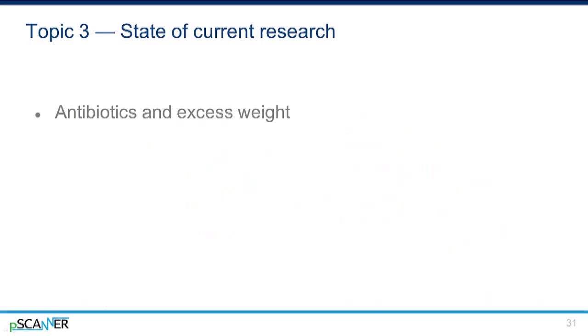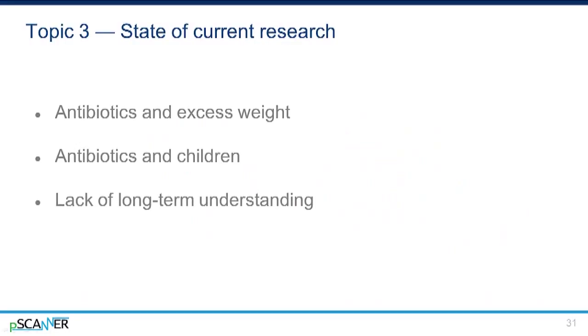Antibiotics and excess weight. The first report, which was in 1955, showed that antibiotic administration increased the weight of humans. Antibiotics in children. Antibiotics are the most frequently prescribed medication for children. Some, but not all, antibiotics may have long-term effects on children's growth and risk of obesity. Lack of long-term understanding. Most studies have looked at infants and children up to age 7 or 8. We don't know much about impacts on older children or adults.